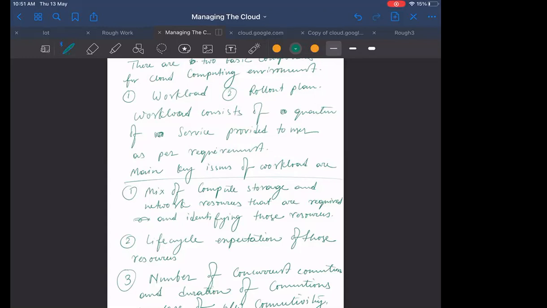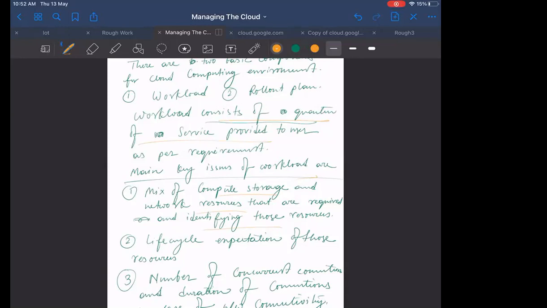So basically, it consists of the quantum of services in terms of the customer point of view and also with respect to the service provider's point of view. Now, the main key issues of the workload are the mix of the compute, storage, network resources that are required for identifying those resources. Next is that if I take those resources, what is the average lifetime expectation of those resources? Because I am taking compute and storage, and this will be required for my processor as well as RAM also, right?